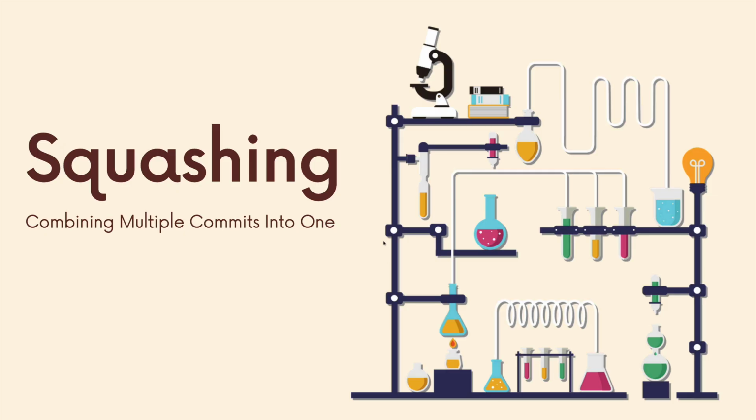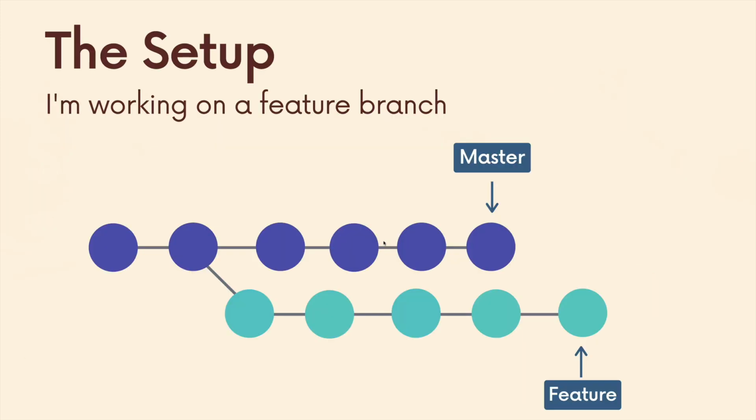Anyway, what we're actually talking about within Git is this idea of squashing commits together, combining multiple commits down into a single commit. So this is kind of a stylistic choice or a workflow decision. It's not something you ever have to do. But here's how it works.